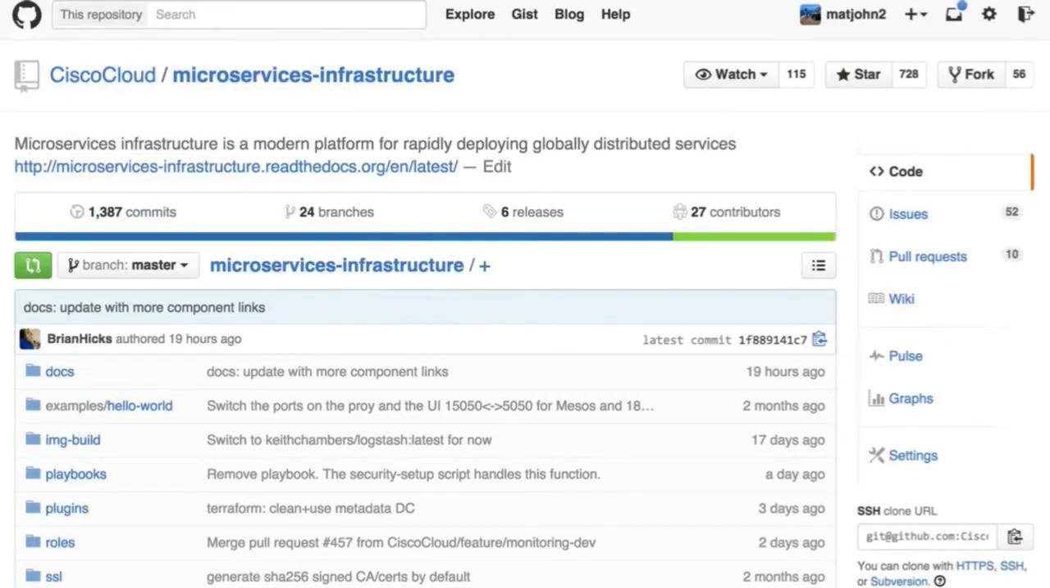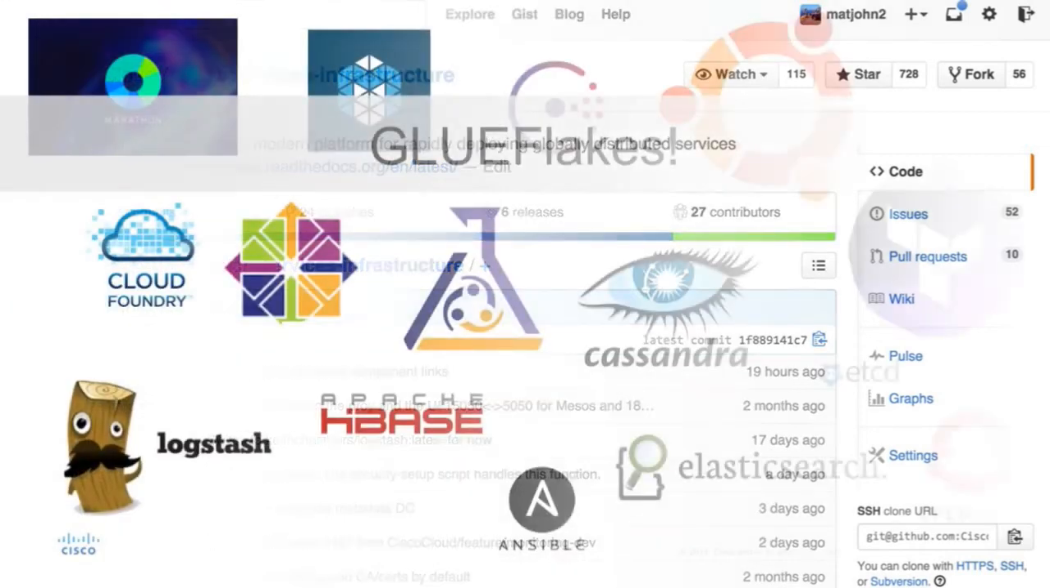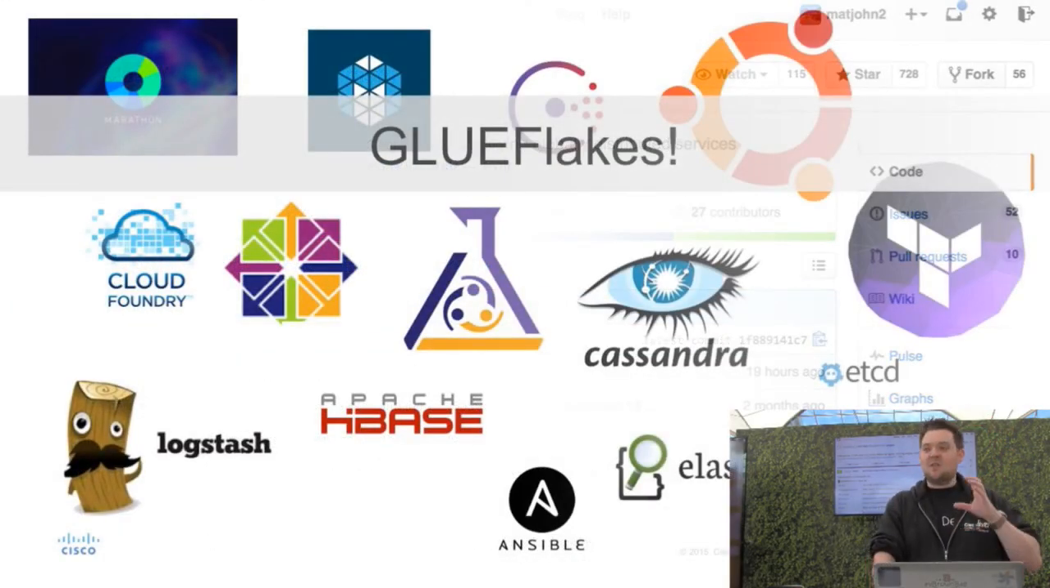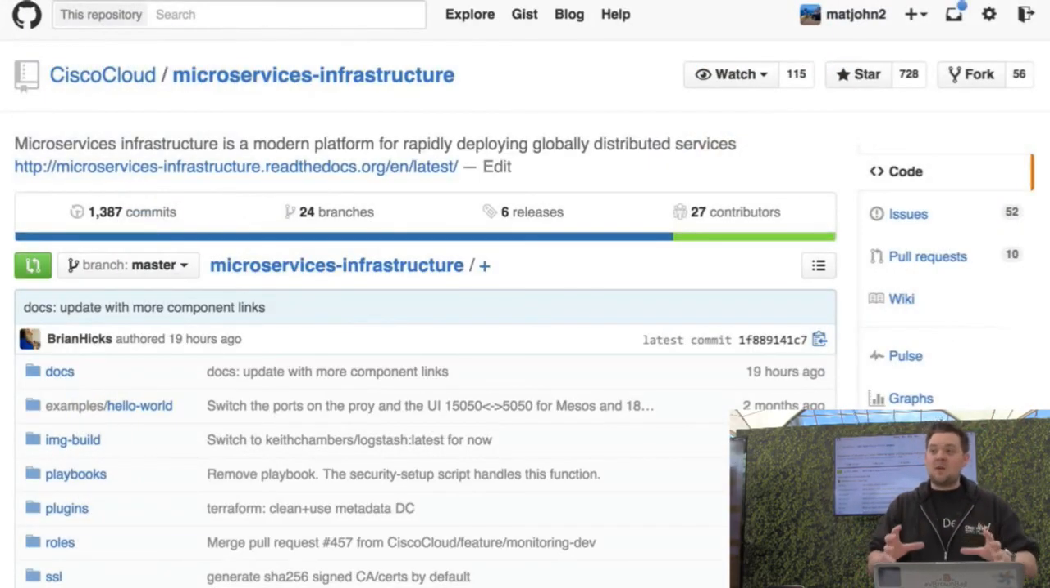And so that's why I want to talk about an open source project called Cisco Microservices Infrastructure. The idea of this is we are providing the glue. It's all the stuff that I've just put on the icons there, but it's written in a way that if you deploy microservices infrastructure, we know that all those services are pre-configured to work, to scale, and are going to come up and work together.